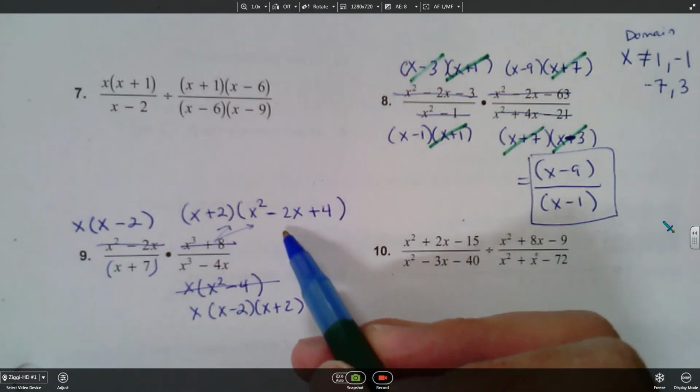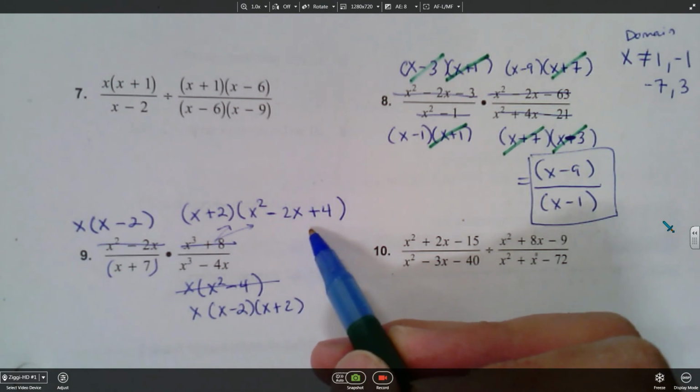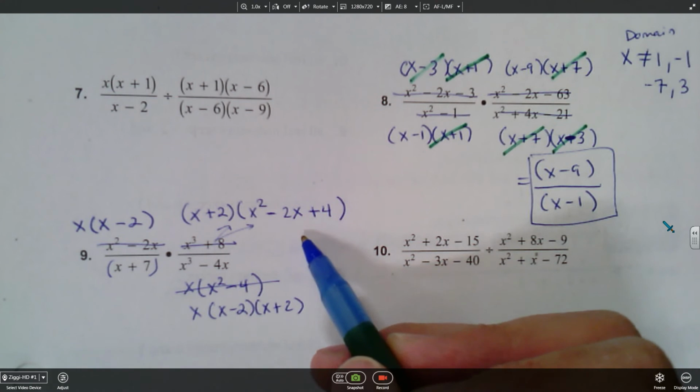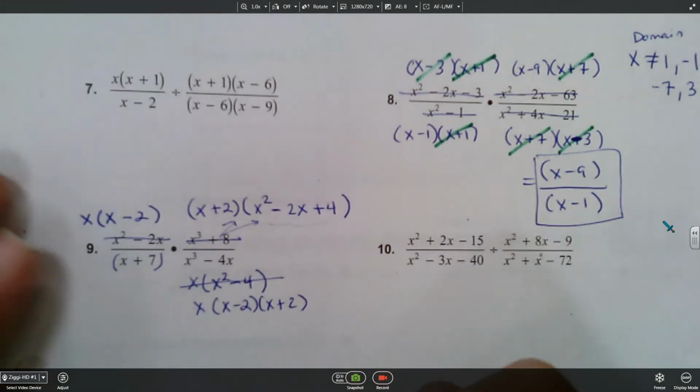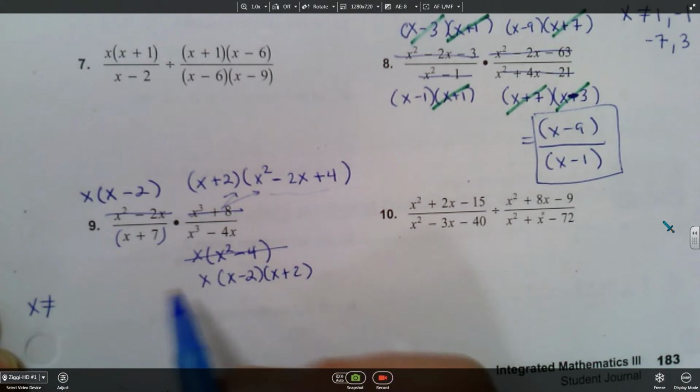Oh, whenever you do a sum or difference of cubes, this part can never be factored. It looks like it's a quadratic and it could be factored, but you won't be able to find a factor. So that part you're going to leave. Okay, once you get it all factored, go and identify the x's you can't use.